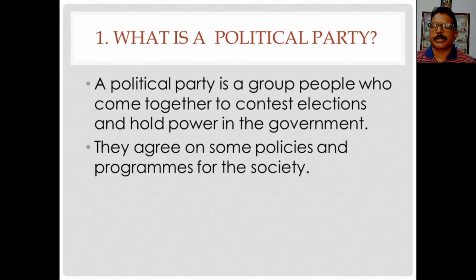First, let us understand the question, what is a political party? A political party is a group of people who come together to contest elections and hold power in the government. They come together to take part in elections and hold power in the government. They agree on some policies and programs for the society. So the party which gets majority is able to form the government. That is what a political party is.